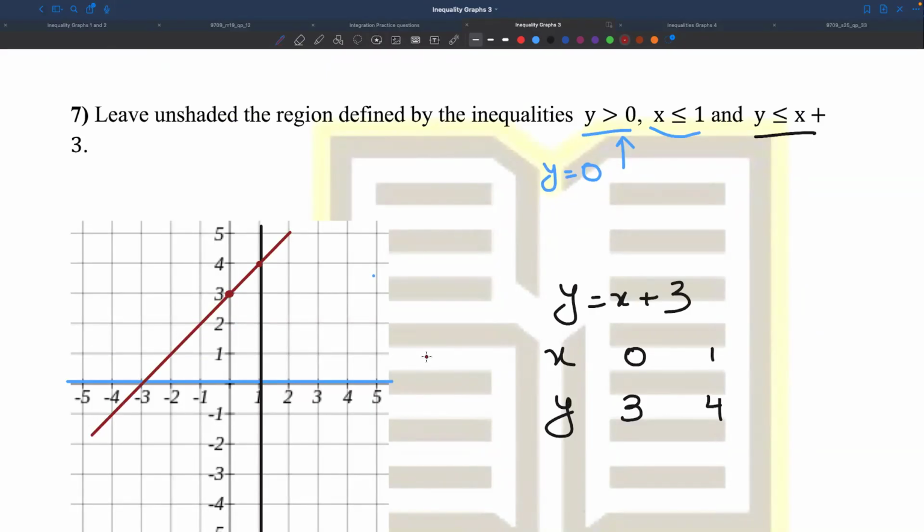Once you have made these three lines, look at what it is saying. Greater than 0 means above this line. So y greater than 0 is above this line. x less than 1 is to the left of this line. And less than x plus 3 means below this line. The shading part comes later. The first thing is that you are able to at least draw the lines now. You will learn shading eventually. But in the question it is saying leave unshaded. I should have shaded the other part, but that's not important for you. You can shade it, it doesn't matter. Point being, the first thing is you should be able to sketch the line. That's the most basic part.